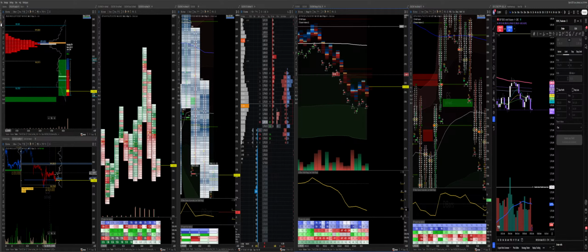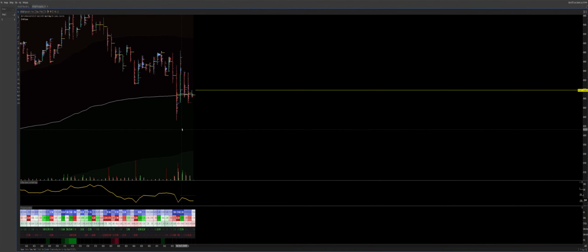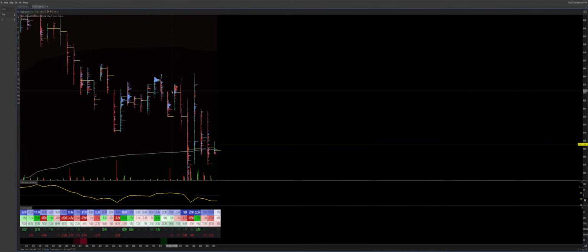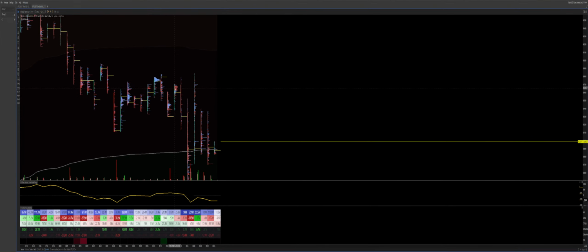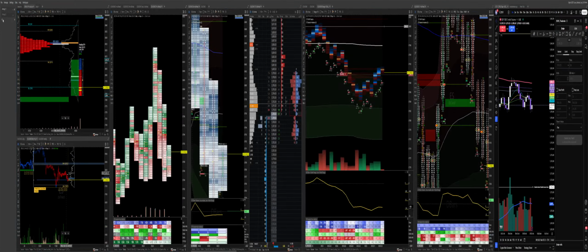What do we? 88. That heavy delta here, should have taken a short on it from 89. Would have been a nice small scalp, but let's back over.